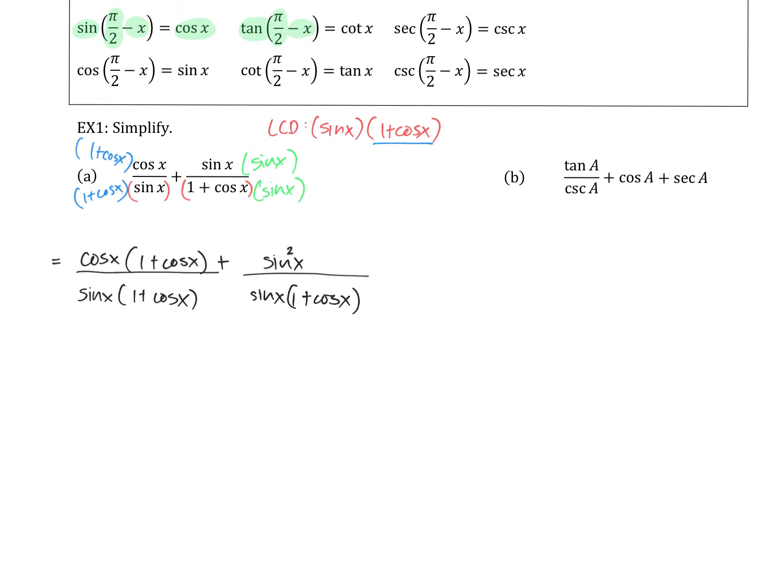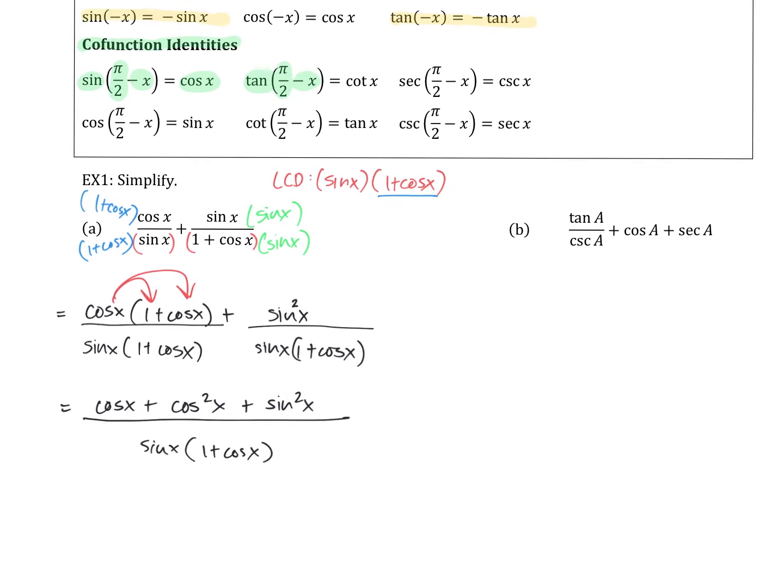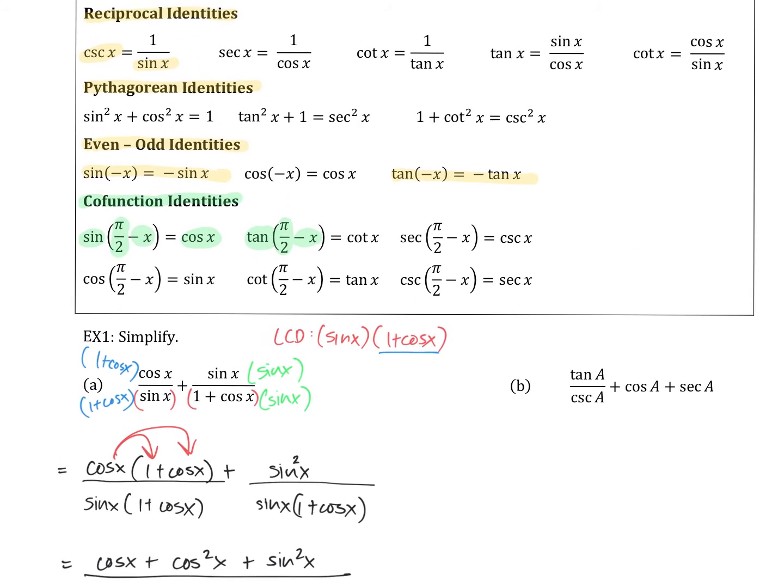Now, on this next step, I'm going to distribute the cosine into the parentheses, as well as combine the fractions. So two steps are happening here. That'll be cosine x plus cosine squared x, and then we're adding in the sine squared x, all over the same common denominator of sine x, 1 plus cosine of x. Now we've added the fractions. The next thing I'm going to do is look at any of the identities to see if I can use them to simplify.